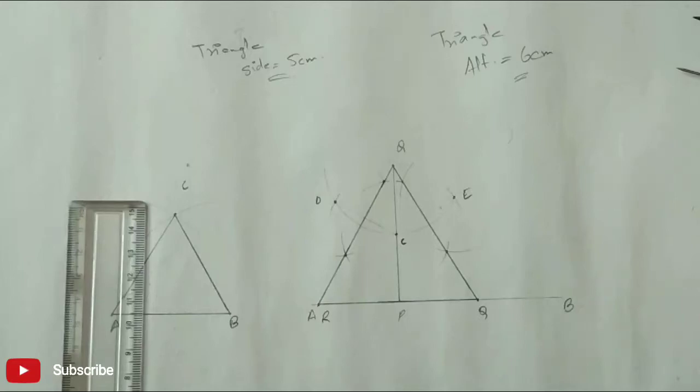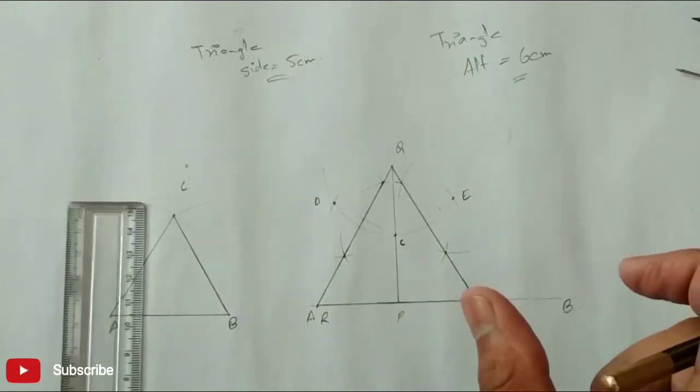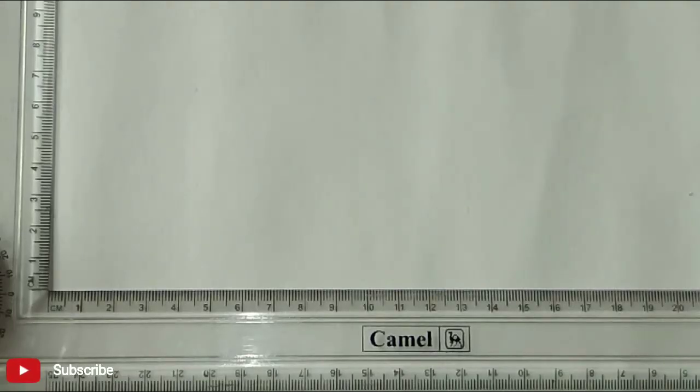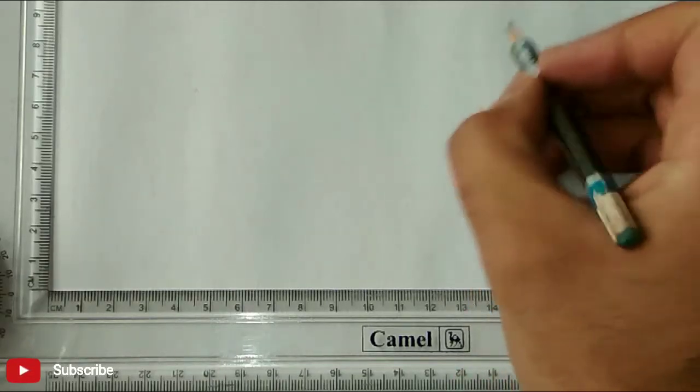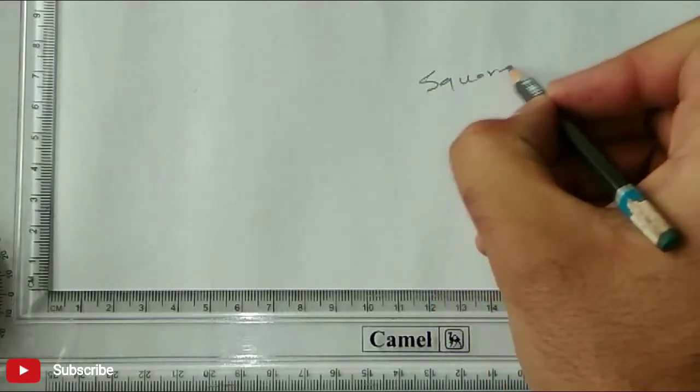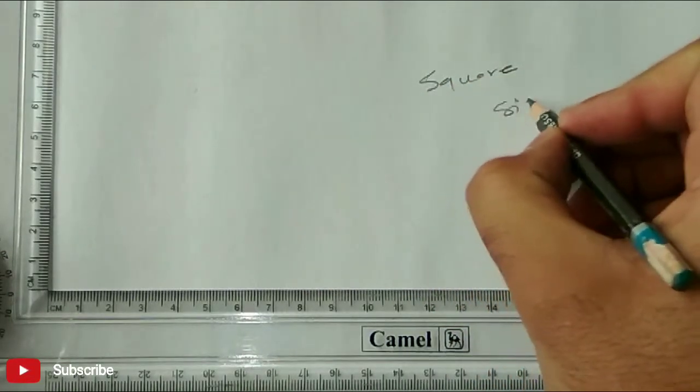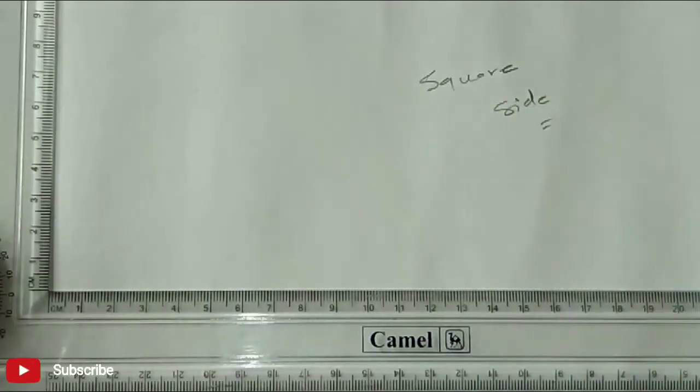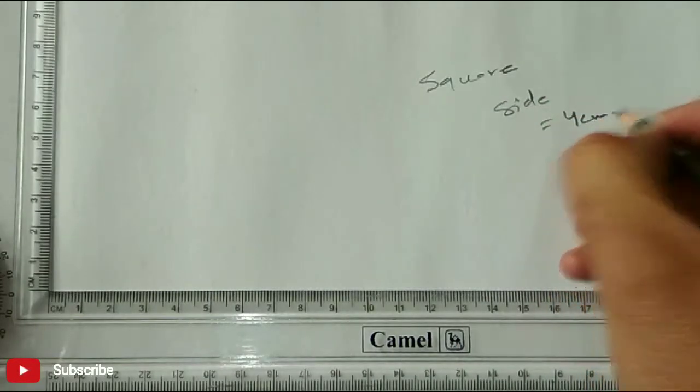Next, I will show you how to draw a square with the help of a compass. Alright, now I'm going to share with you guys how to draw the square with the help of a compass. Suppose the question asks me to draw a square whose side is equal to, let us suppose, 4 centimeters.